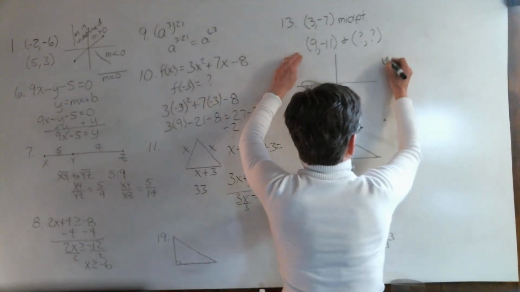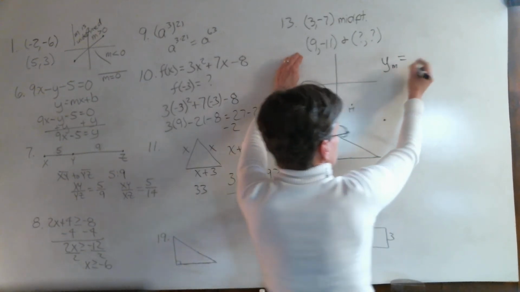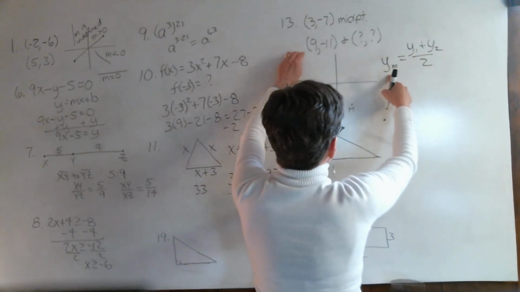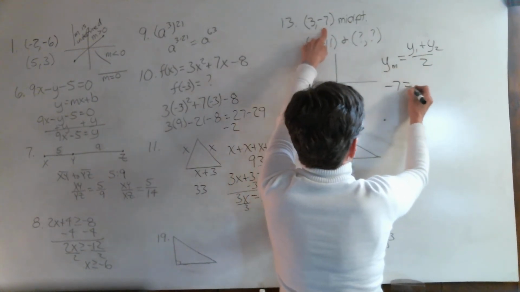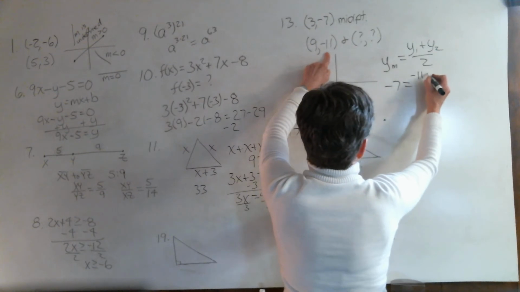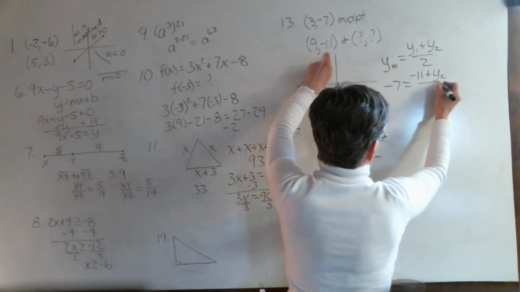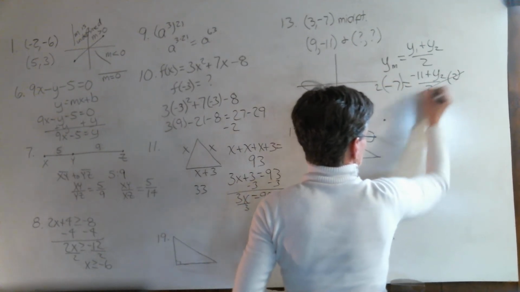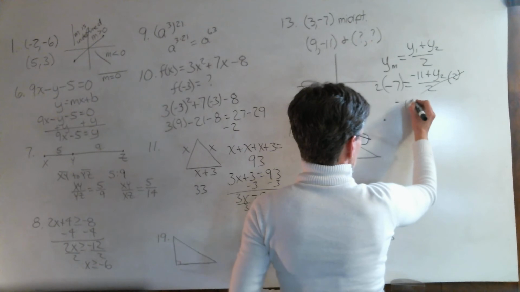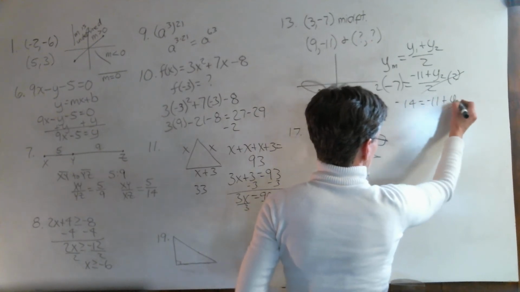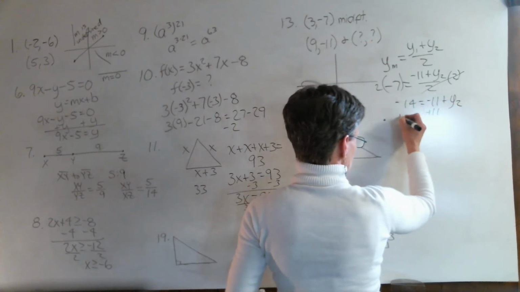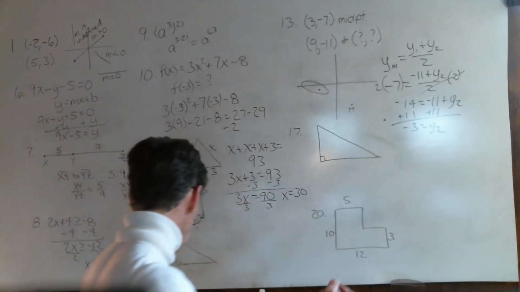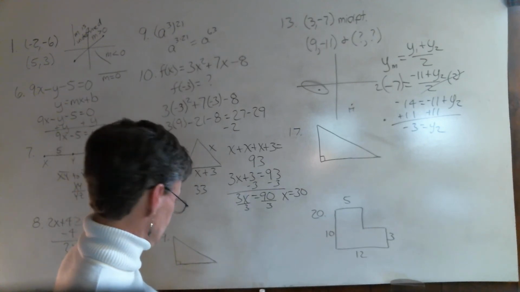Well, remember that the midpoint coordinate equals the sum of the two end coordinates divided by 2. So I know my midpoint coordinate, it's -7. And I know one of my endpoints is -11 plus, here's my missing y. Now, if I just multiply both sides by 2, then this is -14 equals -11 plus y. And when I add 11 to both sides, then I have that y is -3. So sure enough, the point -3, -3 is the answer that I'm looking for.